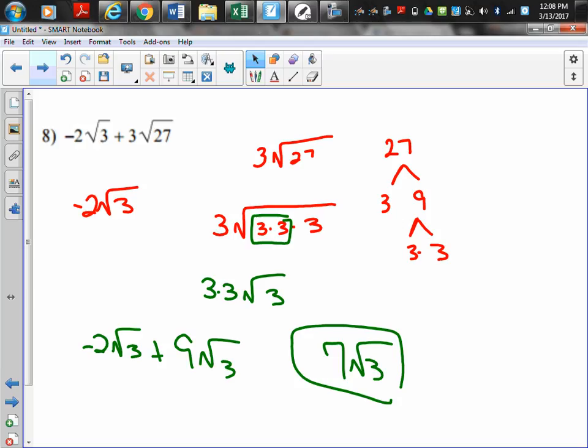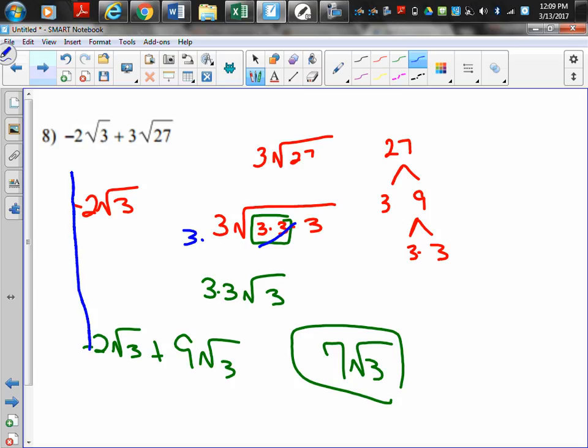How do you get from 3 square root of 3 times 3 times 3 to 3 times 3 square root of 3? I know that I have a pair. Once it's a pair, you take it outside and multiply. This one was already there, so it just came down. All right, so let's look at another one.